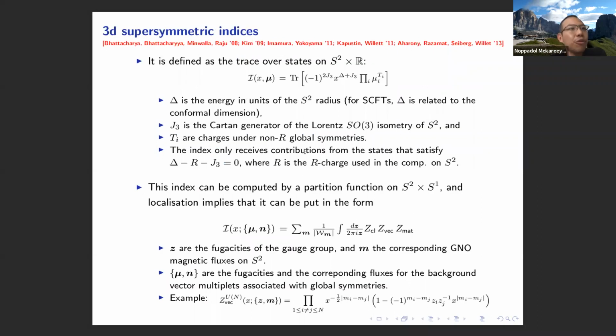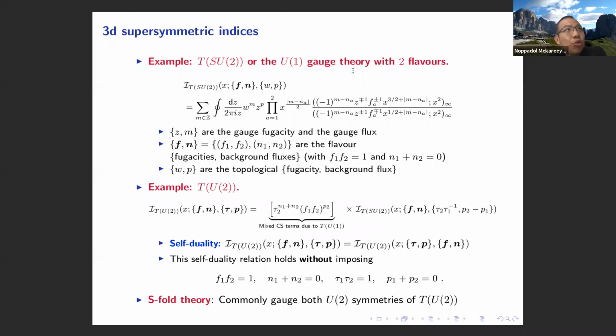It's probably well known to many of you that this is a trace over the Hilbert space on S2 times R. Let me not go into detail because of the lack of time. You can use localization to put it in a nice form that receives contributions from the classical piece, the vector multiplet, and the hypermultiplet. If you take T[U(2)], or U(1) with 2 flavors, this is how it looks. Although this slide looks like a mess, it has a fugacity and flux for the flavor symmetry and background fluxes, and it has a topological symmetry and background fluxes.